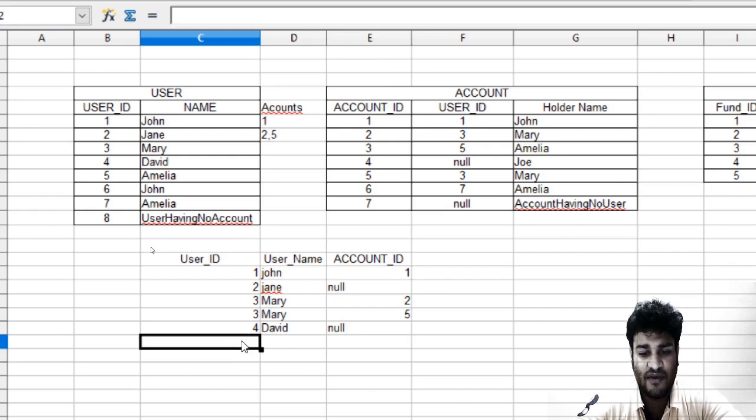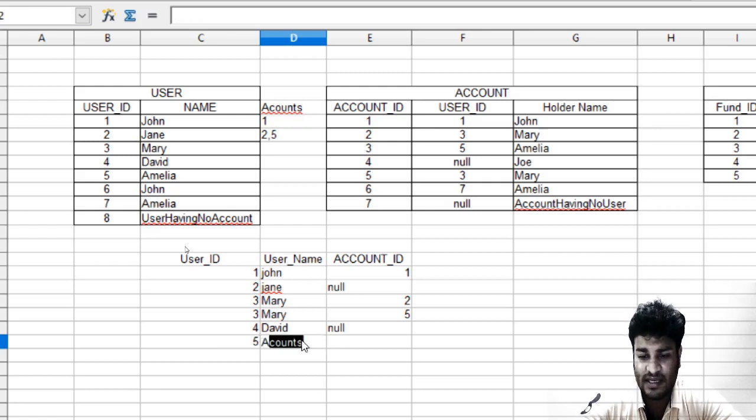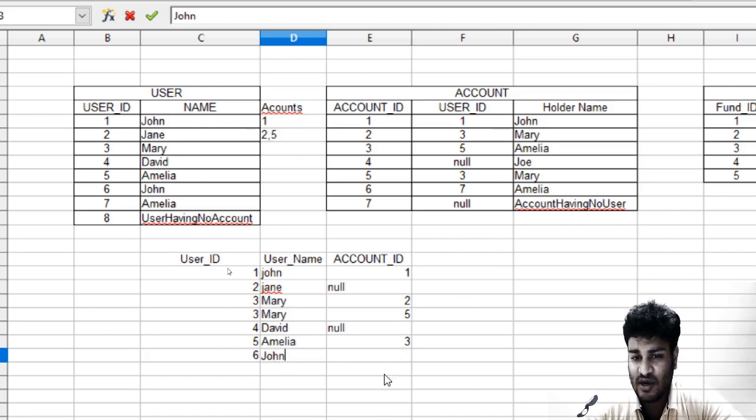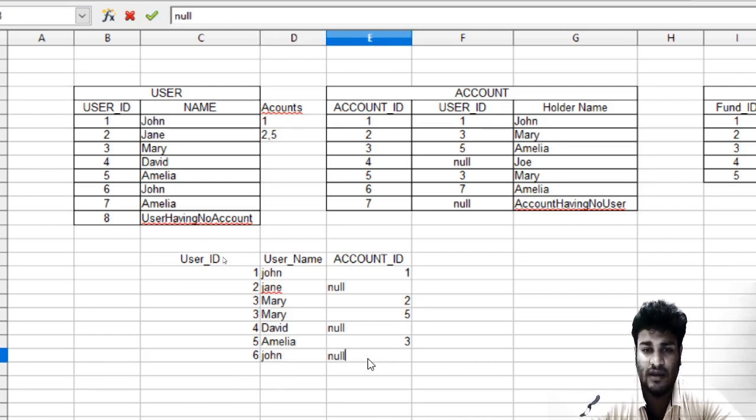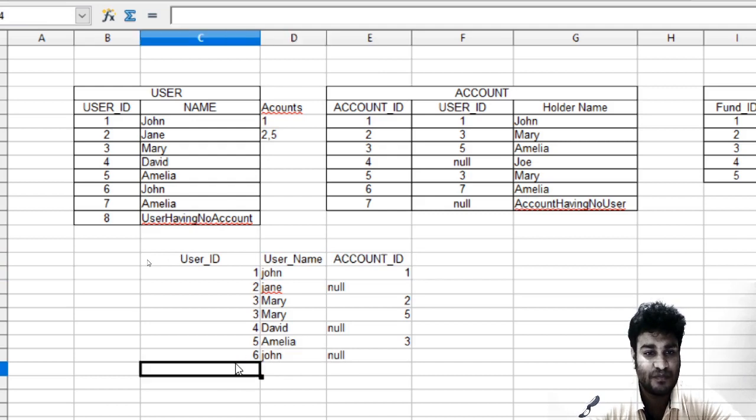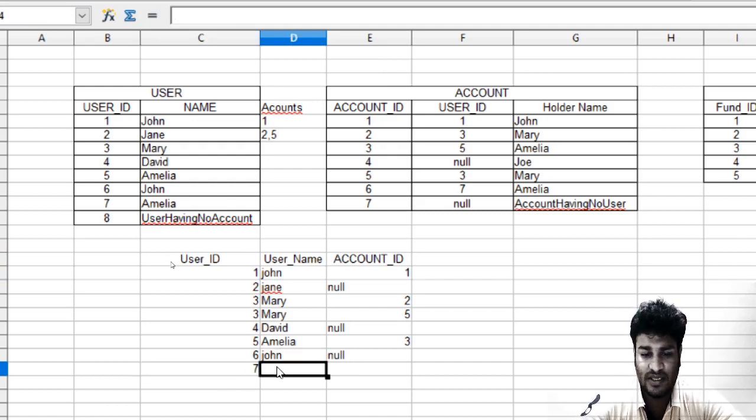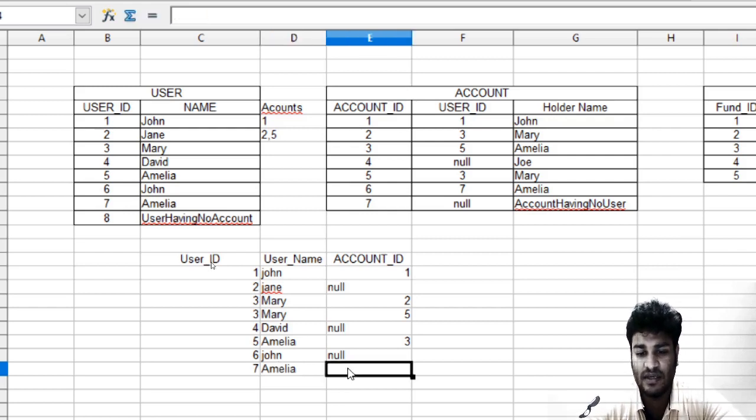Then we have the fifth, which is Amelia, and does Amelia have any account? Yes, Amelia has an account, which is account number 3, so we will mark 3. Then we have the sixth, which is John, and this John does not have any account, so it will be null. These two usernames are the same, but their user IDs are different. They are different people having the same name. One has an account, which is 1, and the other does not have any account, which is null. Then we have the seventh, which is Amelia again, and this time Amelia has account number 6.